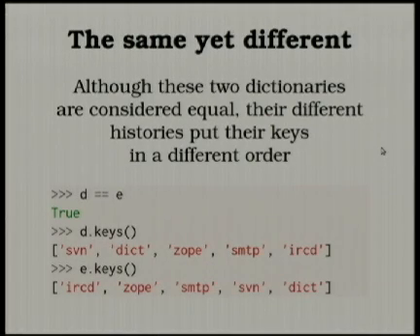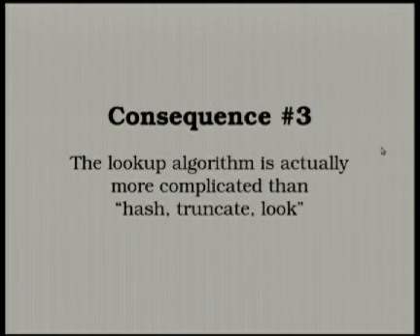Nevertheless, their keys are going to come out in a different order. They've both arrived at the same value, but because they've taken different routes to having that set of 5 keys, the order is different, and that's why you can't rely on dictionary ordering.